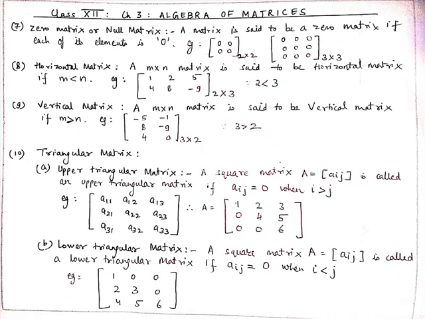Now the next type is zero matrix or null matrix. It is a matrix in which each of its elements is 0. For example, a 2 by 2 order matrix in which all the elements are 0.